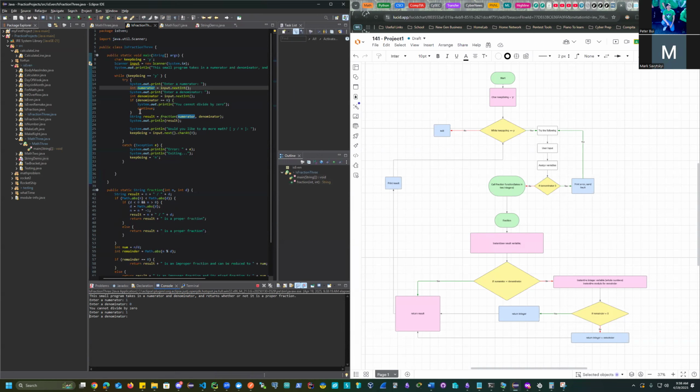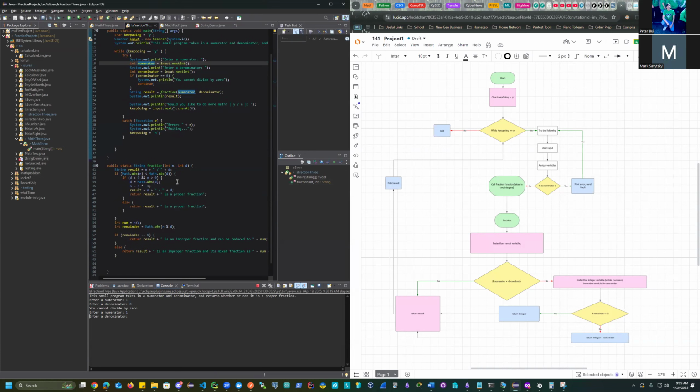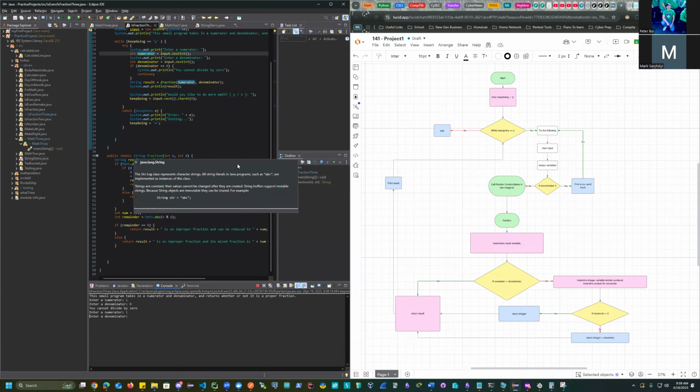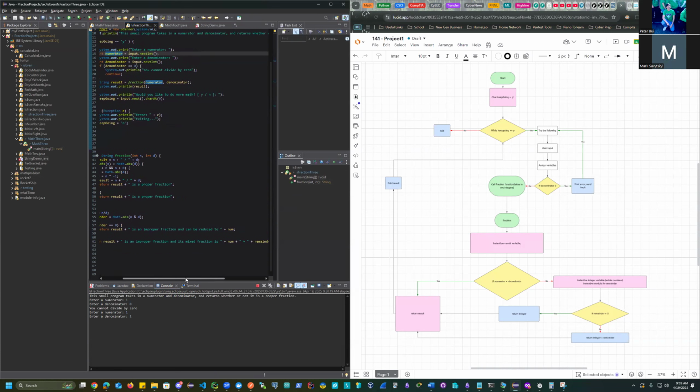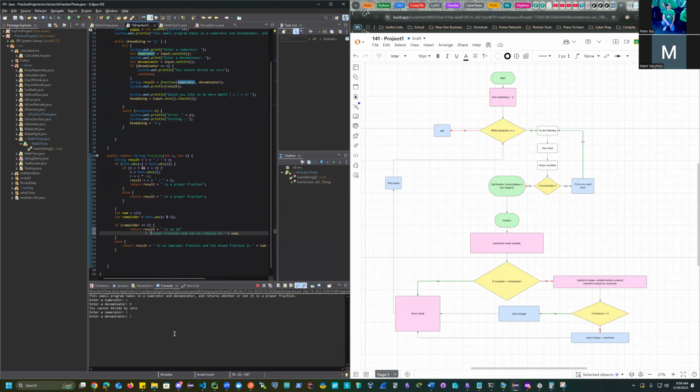Once those results are inputted, it passes through this if statement because the denominator is not equal to 0, and it goes to this method here called fraction, which takes in two integer values. It first assigns these integer values into our string result variable, and it has a couple of edge cases here. For example, if our numerator and denominator are both equivalent, that is, if the remainder is equal to 0, it returns this result over here. It can be reduced to 1.